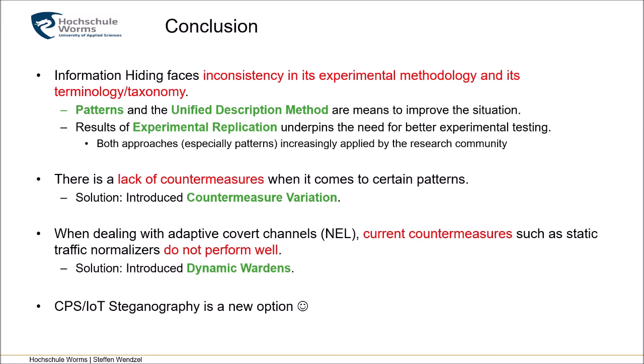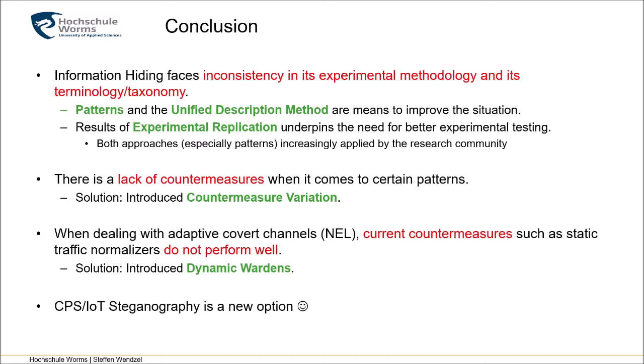There is a lack of countermeasures when it comes to certain patterns, because we know many patterns, but not for all these patterns do we know countermeasures already. So we need to find ways that allow us to come up with new countermeasures, and the easiest way to do so is to introduce countermeasure variation. In short, it's the idea of taking an existing countermeasure and modifying it so that it can be applied to other patterns as well, because countermeasures are usually tailored for just one pattern or just one specific hiding technique.